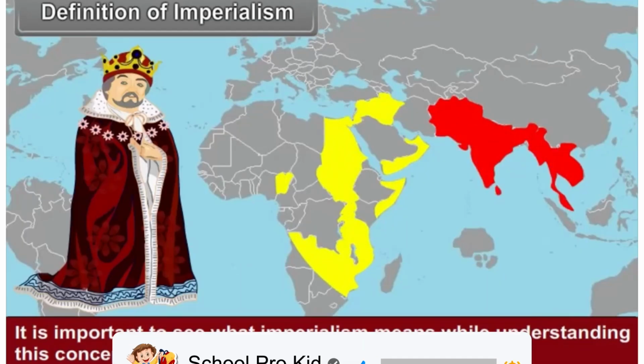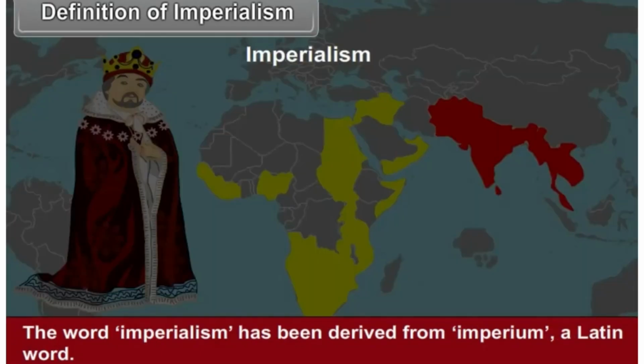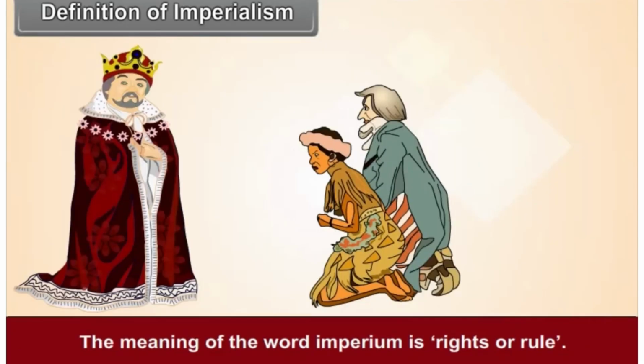Definition of imperialism. It is important to see what imperialism means while understanding this concept. The word imperialism has been derived from imperium, a Latin word. The meaning of the word imperium is rights or rule. Imperialism can be defined as domination of an undeveloped nation by a developed nation by virtue of establishing a colony. In other words, imperialism consists in an absolute domination of one nation by another nation.